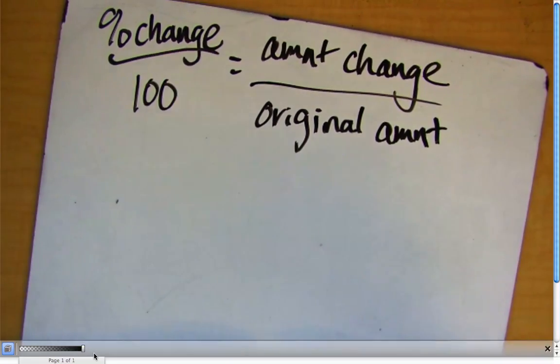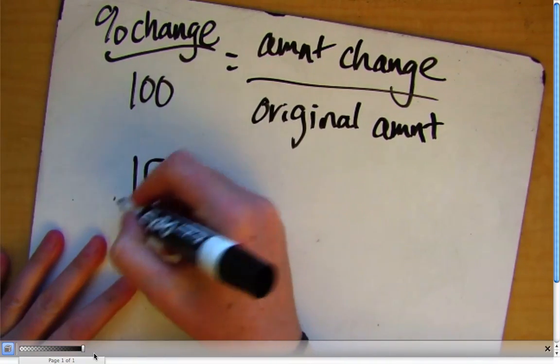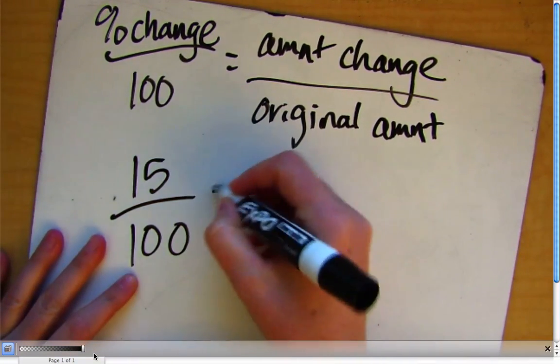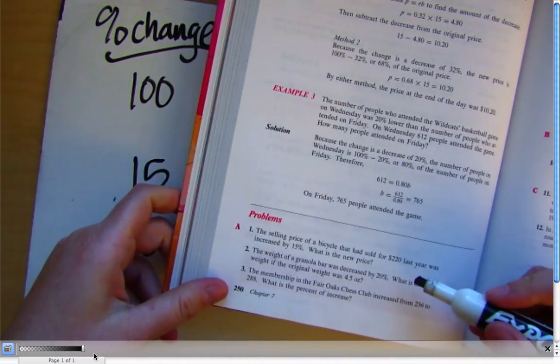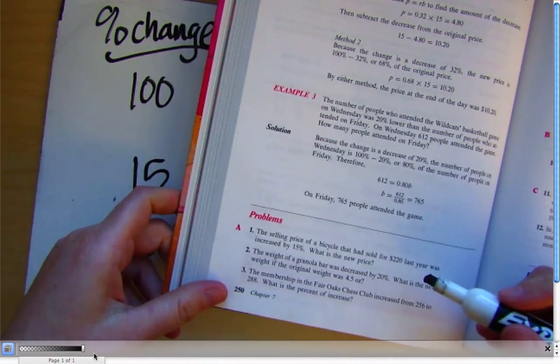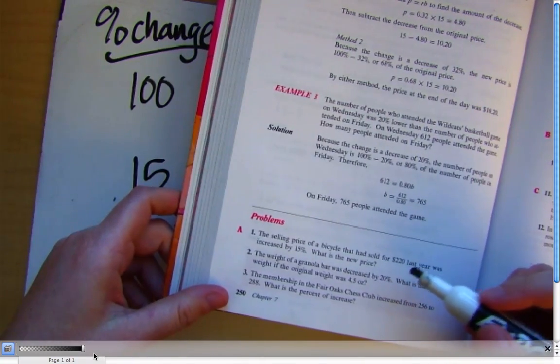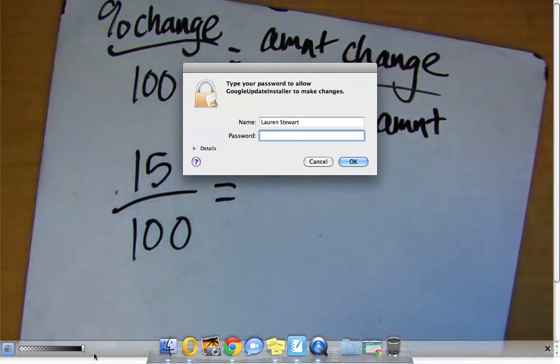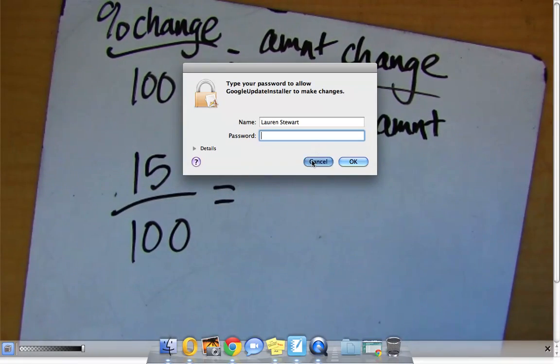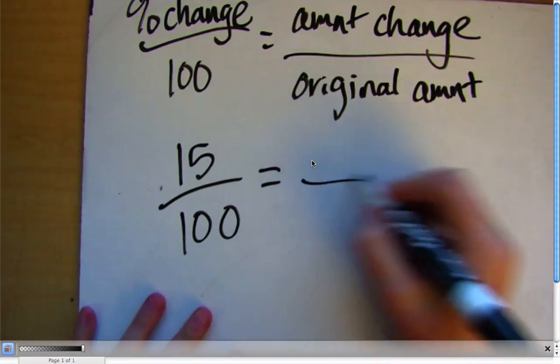So I have my percent, so it's 15, how much it changed by, over 100. The other number they gave me was 220, which was the price last year, and they want to know what the new price is. So that means we have the old price right there. So 220, get that out of the way. 220 is the original amount.